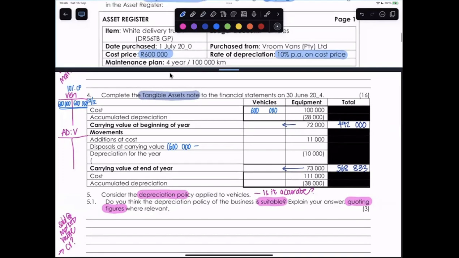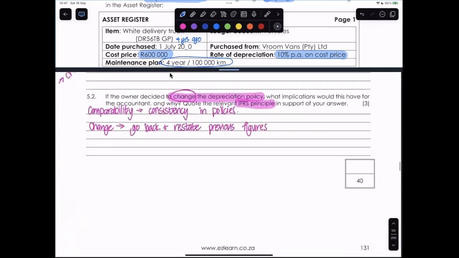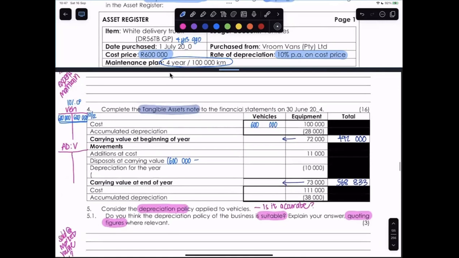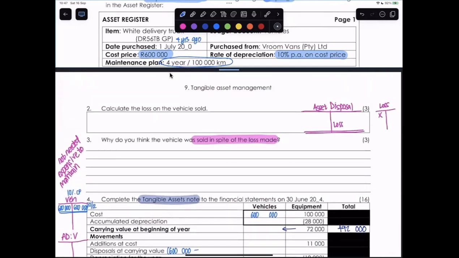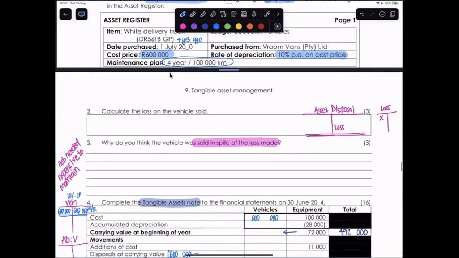Over here, it tells me that the maintenance plan is 4 years or 100,000 kilometers. Now just remember that we said this was about 4 years ago. So that means that my maintenance plan is coming to an end. It's about to expire. Now that is a very good reason why we might have decided to sell the vehicle. So over here, where it asks, why do you think the vehicle was sold in spite of the loss made? The most obvious thing to say is that the maintenance plan is about to expire.